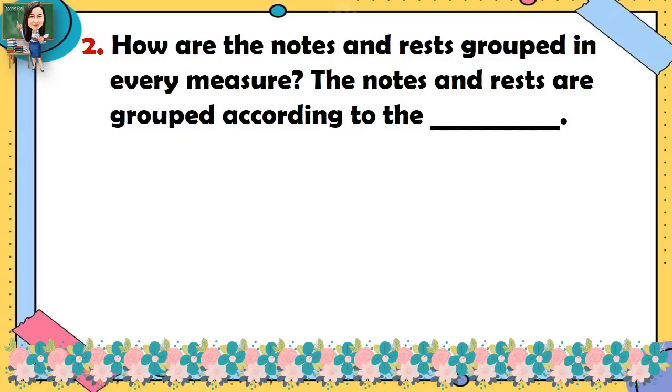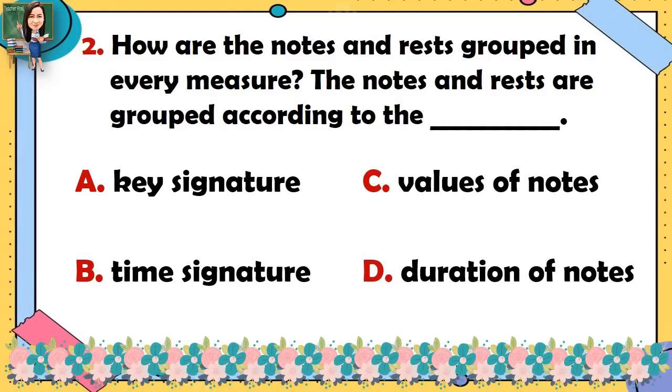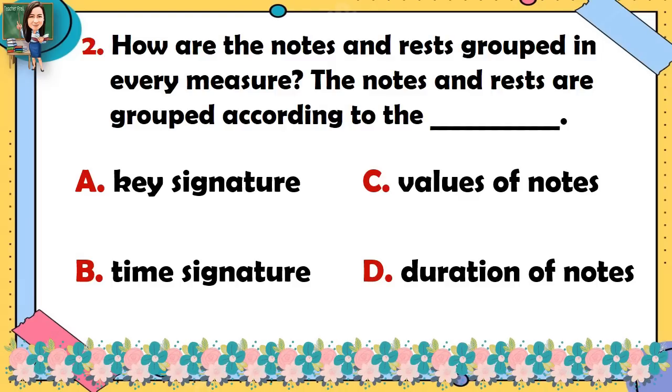Number 2. How are the notes and rests grouped in every measure? The notes and rests are grouped according to the blank. A. Key signature. B. Time signature. C. Values of notes. D. Duration of notes. What is the correct answer? Very good. The correct answer is letter B.